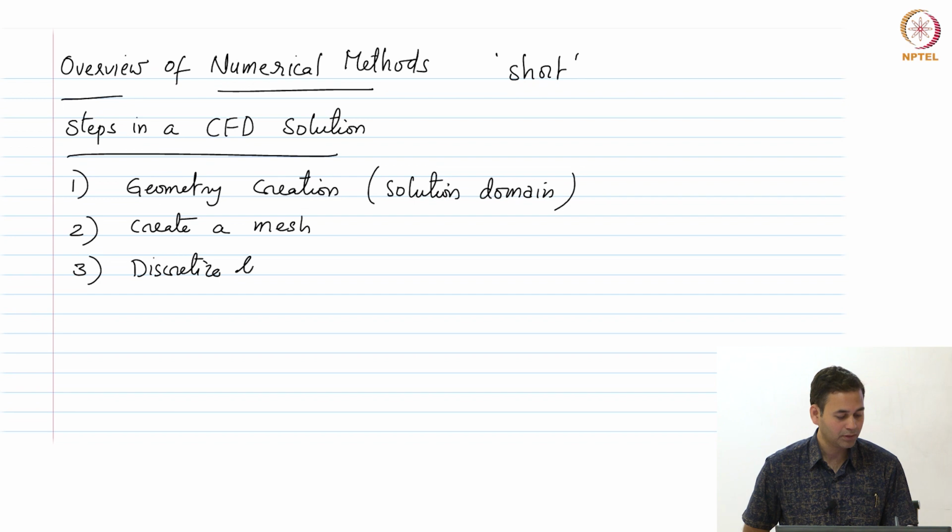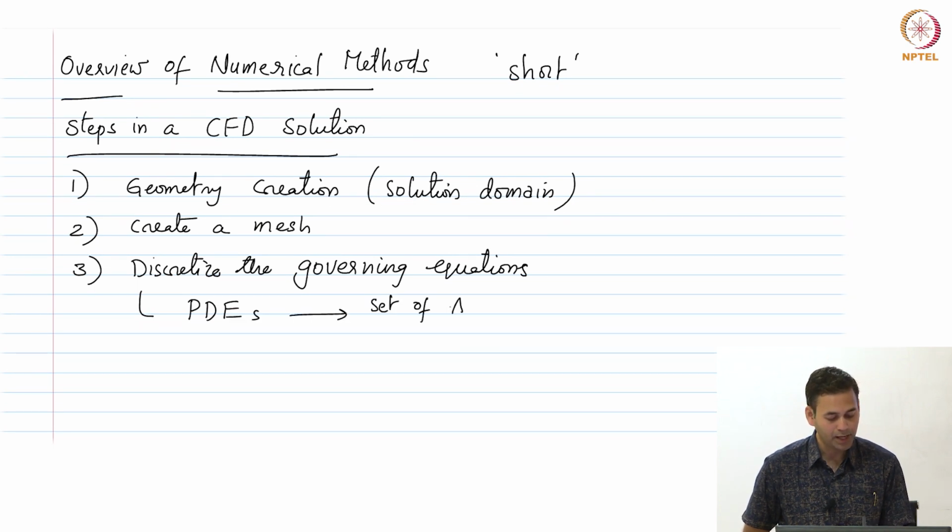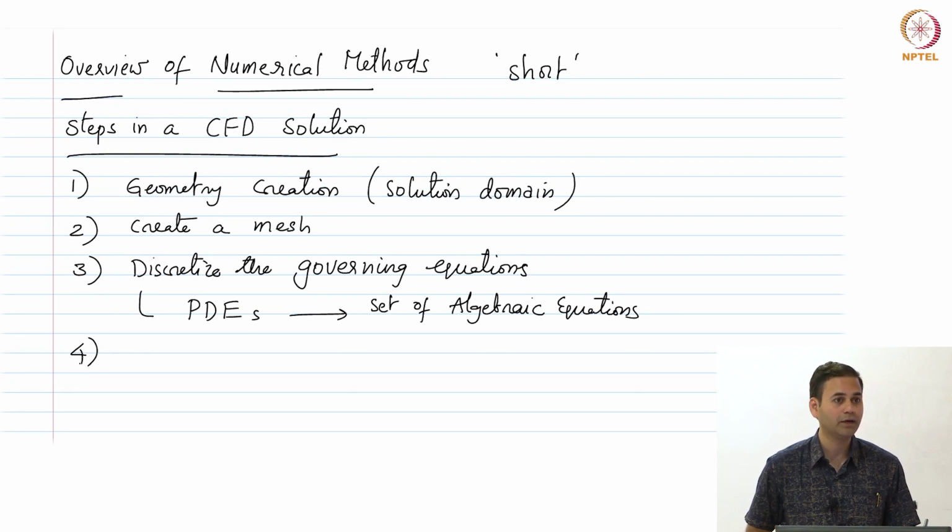And the third one is to discretize the governing equations. So, in the discretizing the governing equation step, we are going to convert our partial differential equations into a set of algebraic equations, okay. Once we have this set of algebraic equations, we are going to use a solution technique and solve for this, okay. So, the fourth step is the solution of the equations, okay.